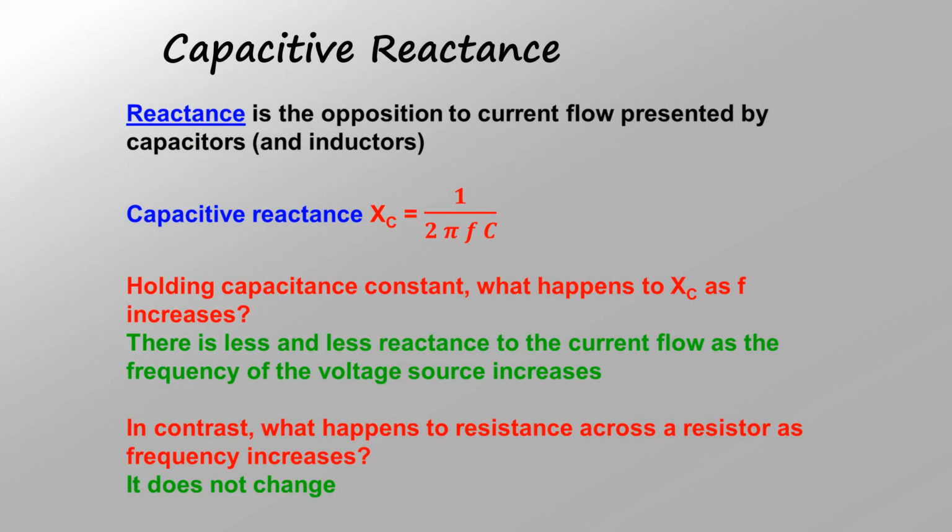Reactance is the opposition to current flow presented by capacitors and inductors. Capacitive reactance is equal to 1 over 2 times pi times the frequency times the capacitance. If capacitance is held constant, what happens to capacitive reactance if frequency increases? As the frequency increases, the capacitive reactance decreases. What happens to resistance across a resistor as frequency increases? Nothing. The resistance does not change.